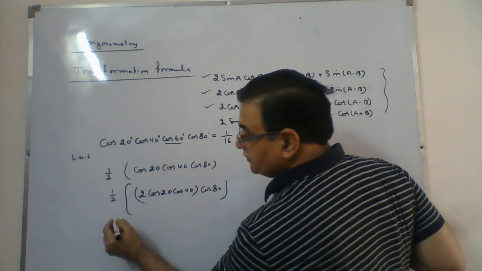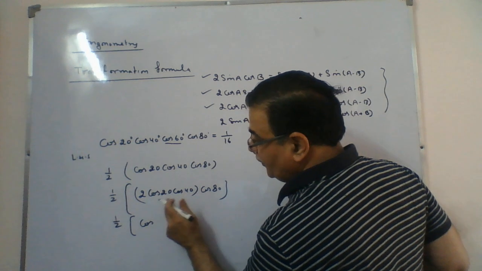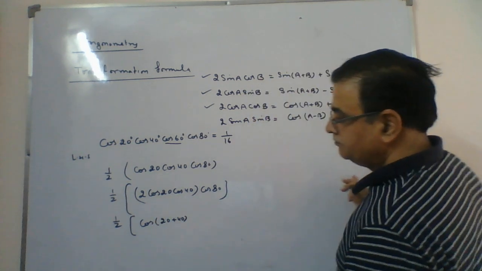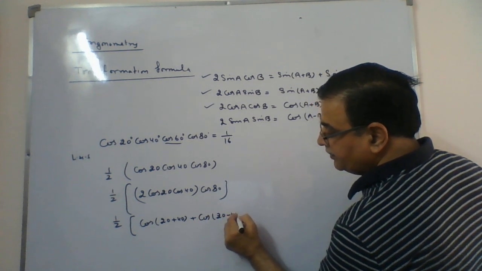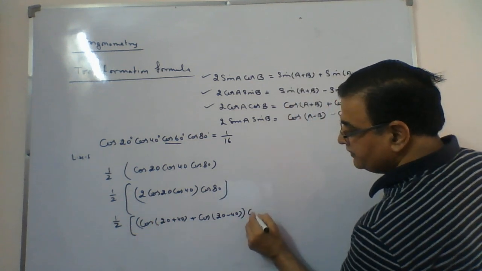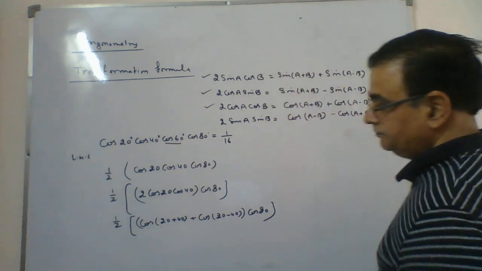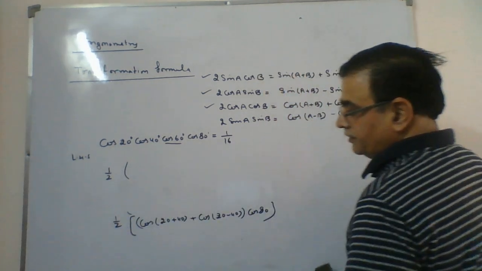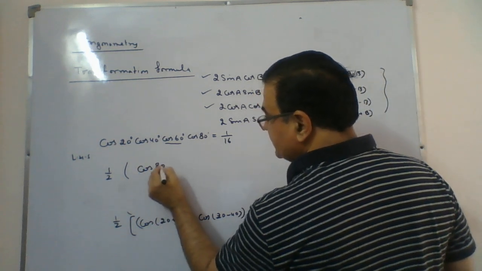Then the 2 cos A cos B formula is already there. That will come out to be cos of 20 plus 40 plus cos of 20 minus 40. And then left is cos of 80. Now when you solve it further, this will come out to be half cos of 80.